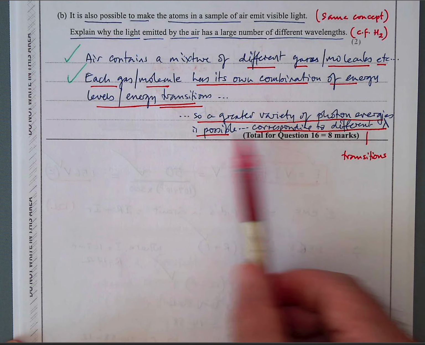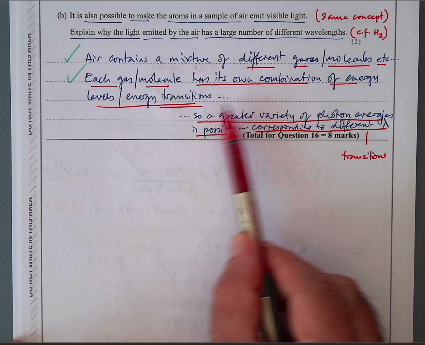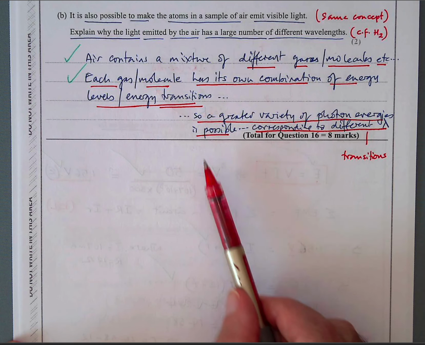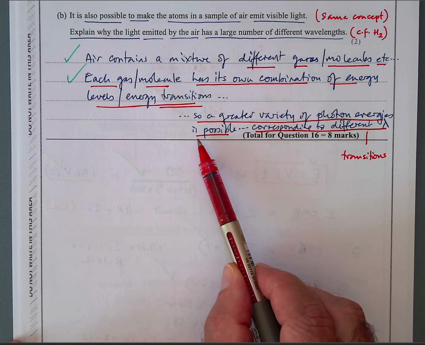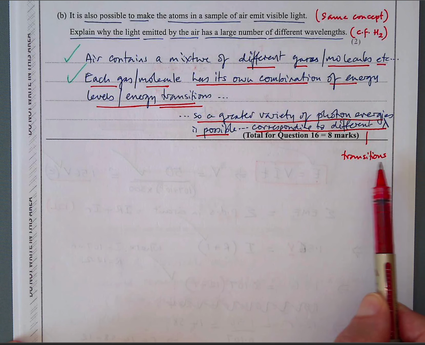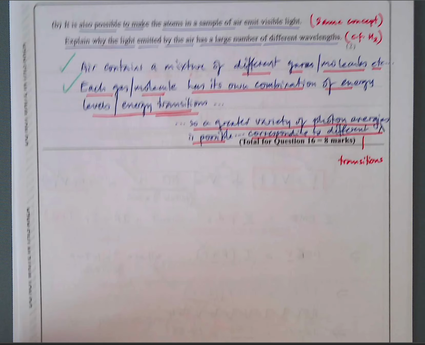So this is driving the point home. This is what I'm saying to my students: don't just stop there. You can leave it to be implicit, but what if the examiner is looking for a keyword that's in the second part of this answer? So a greater variety of photon energies is possible, corresponding to different wavelengths and different transitions from the different energy levels. So you can see how much you can go deeper into the answer. And students who go deeper into their answer, obviously under the pressures of the exam timing, will get the highest marks. Okay, that's the 8 marks for this question.